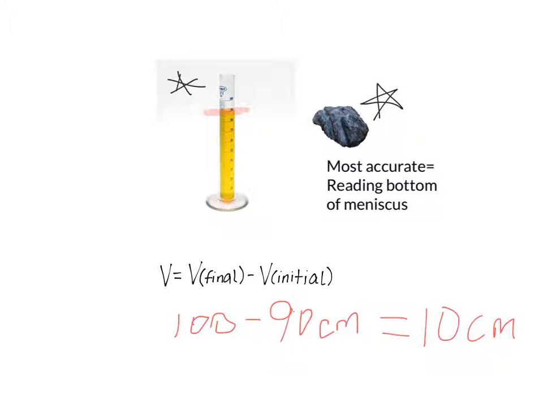You could also do that with just measuring the volume of the liquid without dropping in an object. For example, the volume of the liquid in the graduated cylinder right now is 90 centimeters. And so that is how we would record for a liquid.